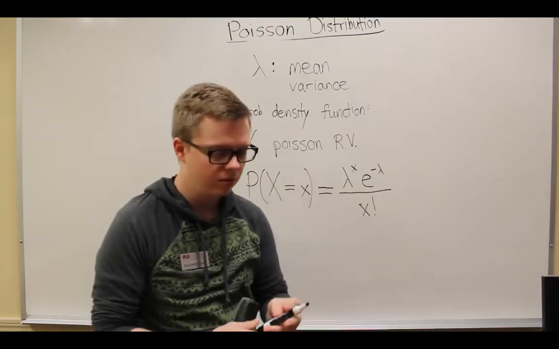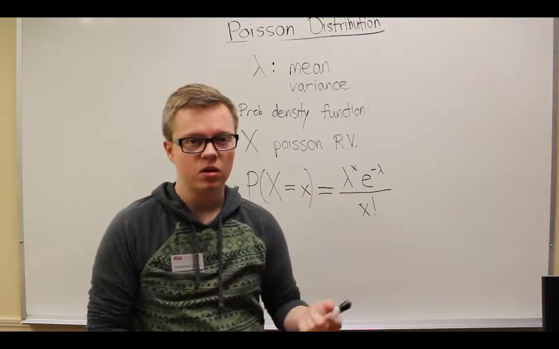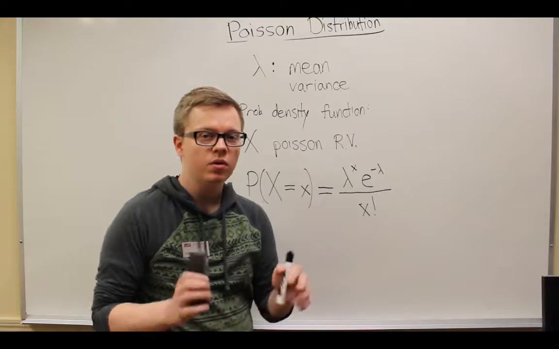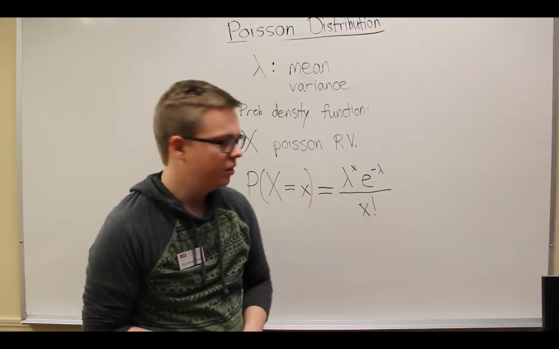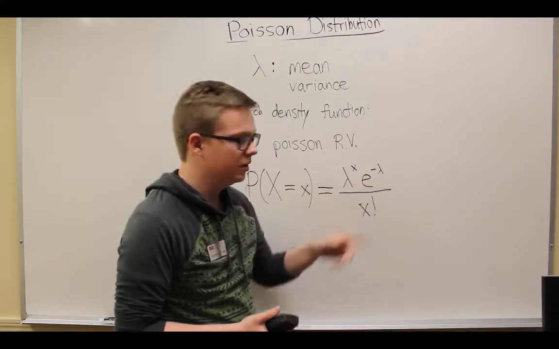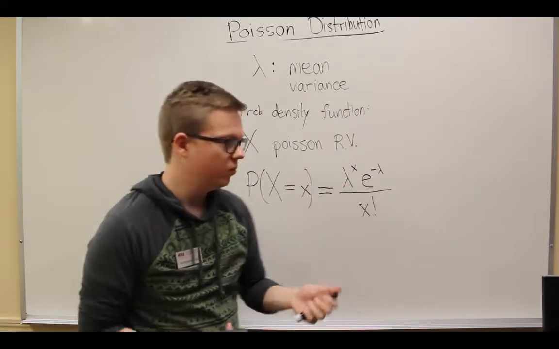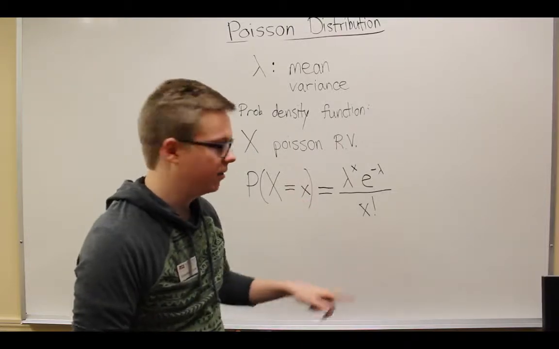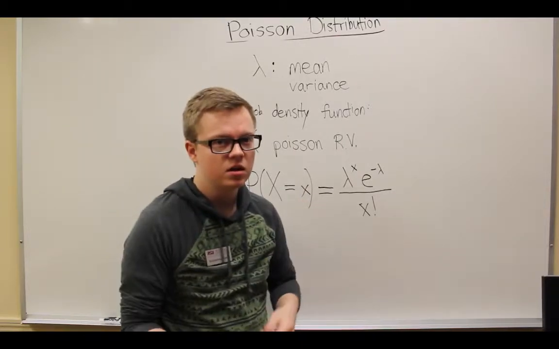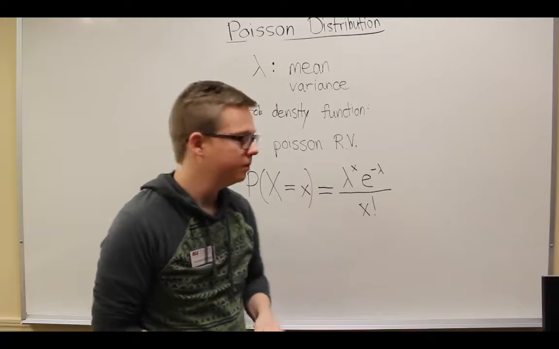For example, my previous example was the number of calls within a certain hour. If you know the average number of calls that the call center gets within 1 hour, then you can plug that in for lambda, and then you can answer the question, what's the probability that they get exactly 2 calls within the next hour? Then you plug in 2 for x. I'll do an example in a minute.